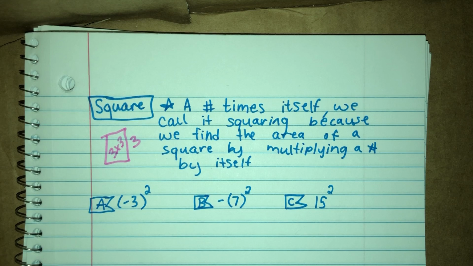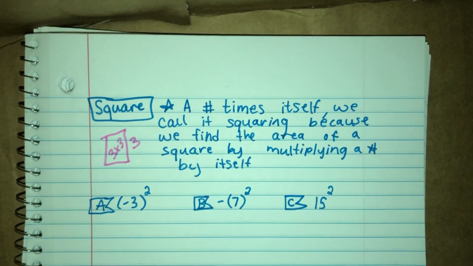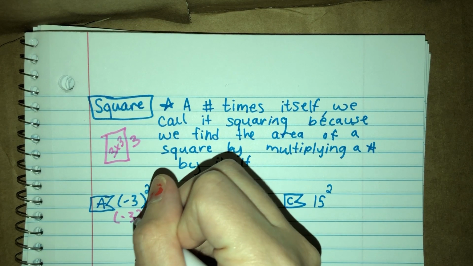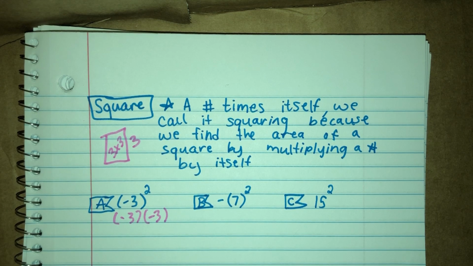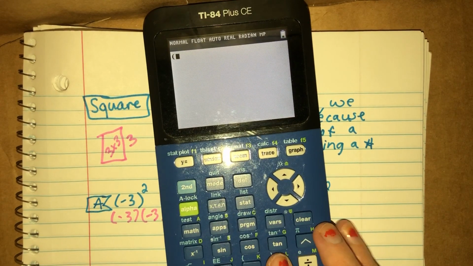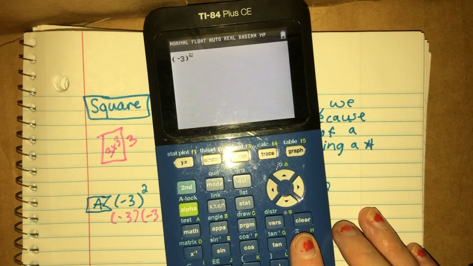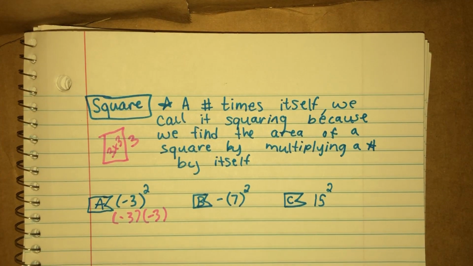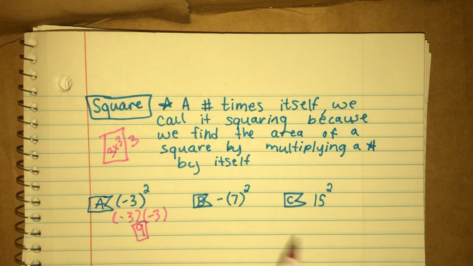So for example A, it says -3 squared. Since the -3 is in the parentheses, we have to include that in our multiplication. So this means -3 times itself, so -3 times -3. If you put that directly in your calculator, the correct way, you would have to do parentheses first, then -3, and then raise it to the second power. And you should get +9 if you did everything right. If you put it as -3 squared with no parentheses, it probably gave you -9 because you put it in the wrong way.